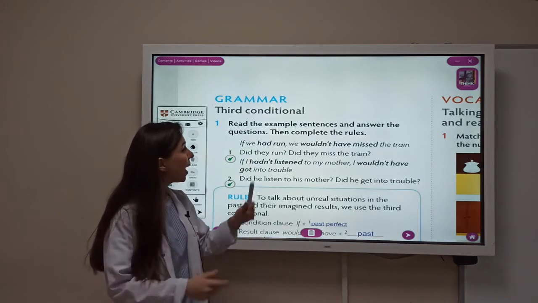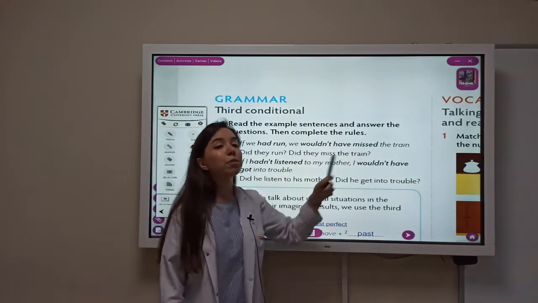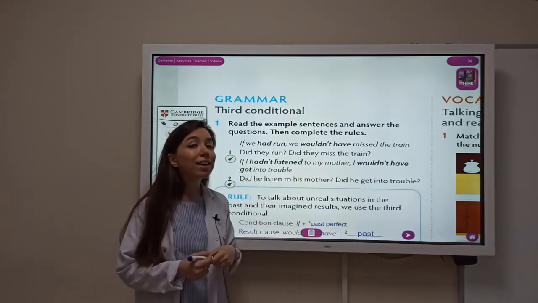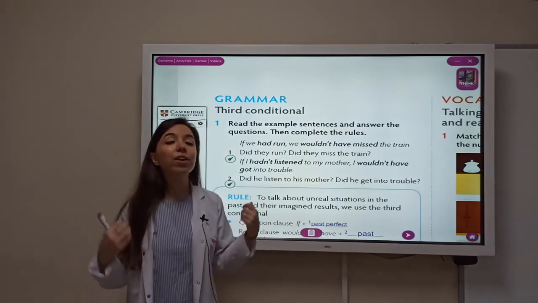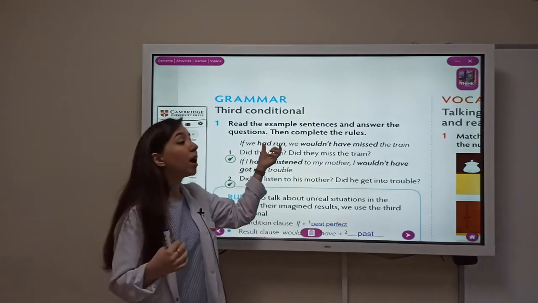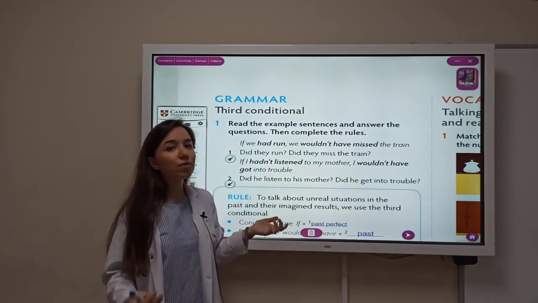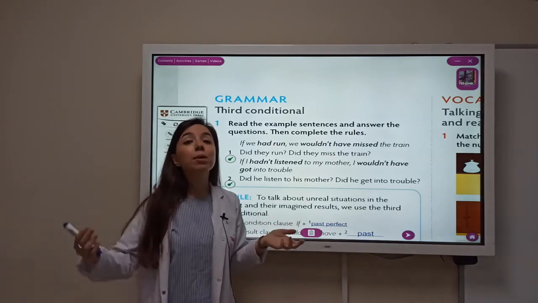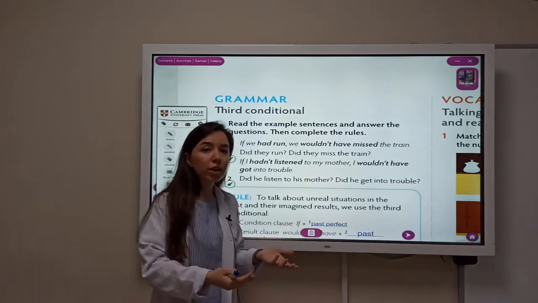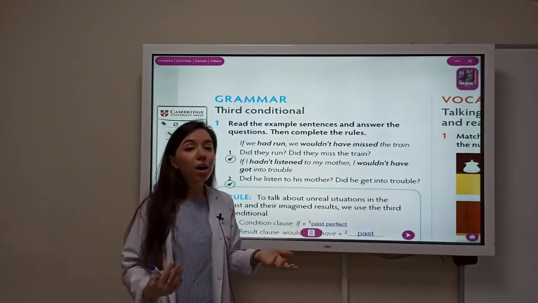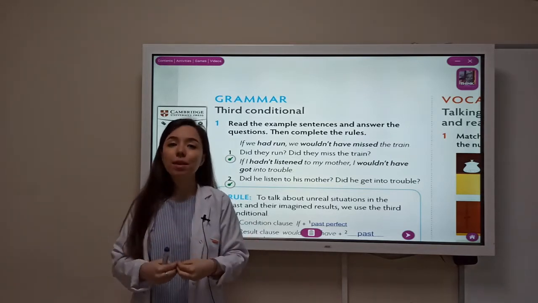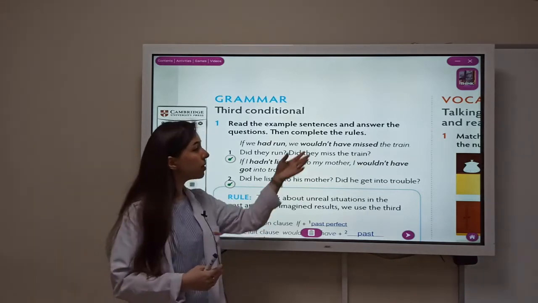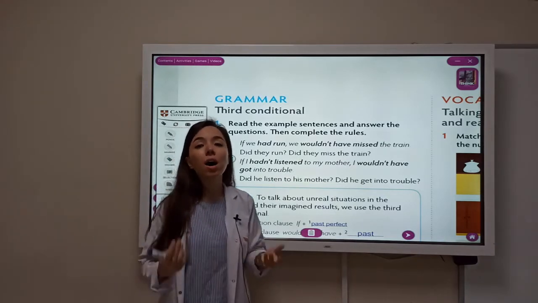If we had run, we wouldn't have missed the train. Did they run? Did they miss the train? No, they didn't. Why? Because it's something imaginary, an uncertain thing about the past. If we had run, but we didn't run, we wouldn't have missed the train. So we missed the train. Why? Because in the past it's an unreal situation, so the result is unreal, it's imaginary. When something in the past is not true, it's not a real situation, of course it's obvious that the result also is going to be uncertain or imaginary.